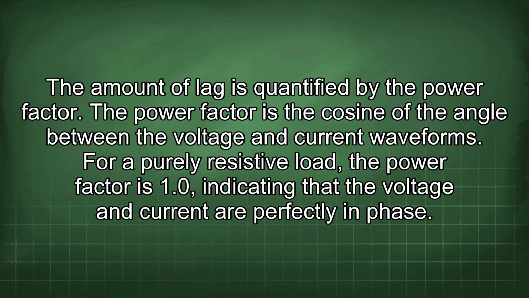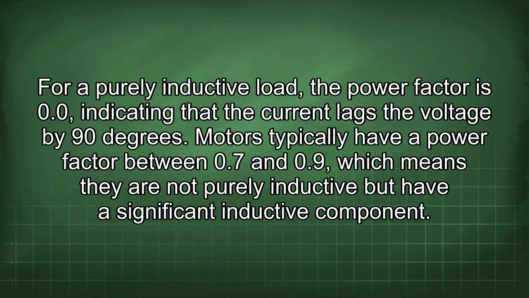The amount of lag is quantified by the power factor. The power factor is the cosine of the angle between the voltage and current waveforms. For a purely resistive load, the power factor is 1.0, indicating that the voltage and current are perfectly in phase. For a purely inductive load, the power factor is 0.0, indicating that the current lags the voltage by 90 degrees. Motors typically have a power factor between 0.7 and 0.9, which means they are not purely inductive, but have a significant inductive component.